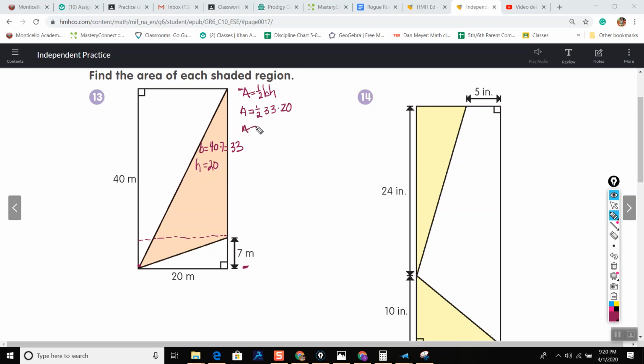Then I'm going to rearrange this for convenience purposes, because it's easier to take 1/2 of 20. So area is equal to 1/2 of 20 is 10 multiplied by 33. And so 10 multiplied by 33 gives me 330, and these are meters squared. All right, so we're done with that one.